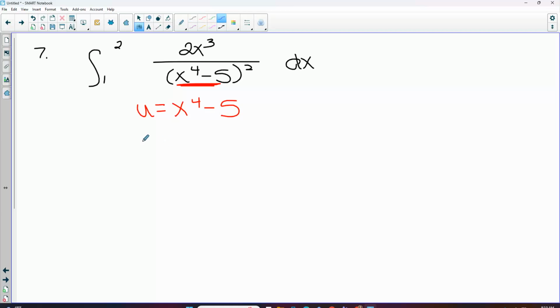Then du. Derivative of x to the fourth is 4x cubed. 5 goes away, get a dx. I need a 2x cubed dx. So you have different options. What did you guys divide over? Did you go ahead and divide the 4 over, or did you just divide by a 2?